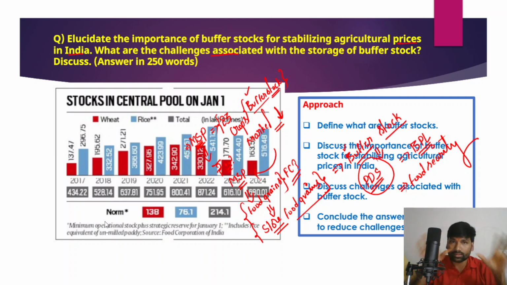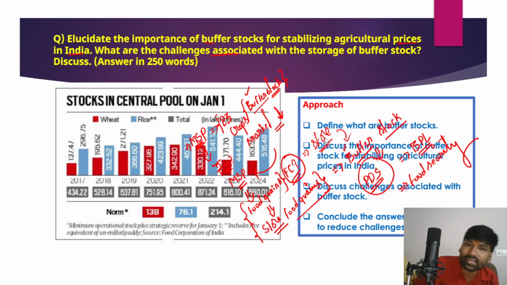Now I hope you get some clarity on this. Now, elucidate the importance of buffer stocks for stabilizing agricultural prices in India. What are the challenges associated with the storage of buffer stock in India? Right? Food Corporation of India procures food grains, and it has the responsibility to store the food grains, and those are known as the buffer stocks. But there are certain challenges when it comes to the storage of those food grains, and in the second part of the answer you need to discuss that.